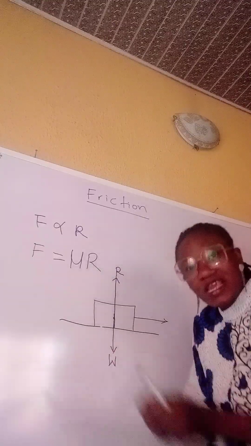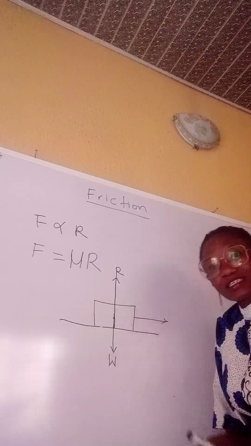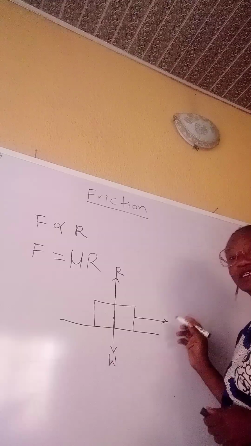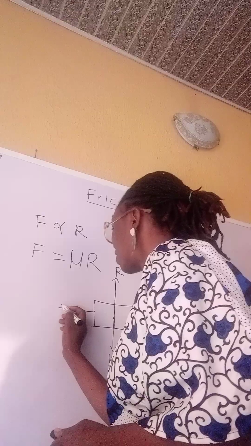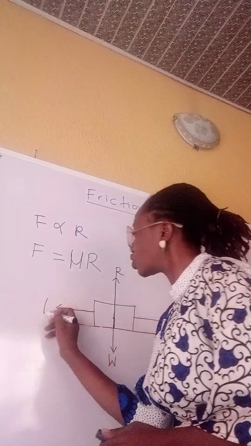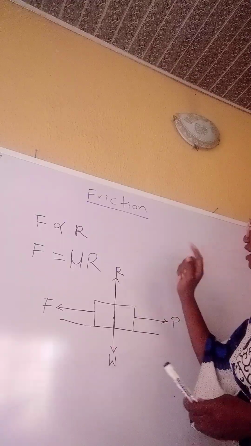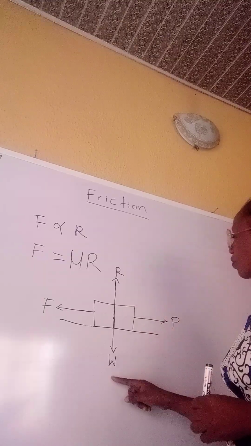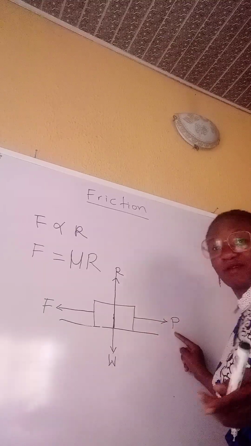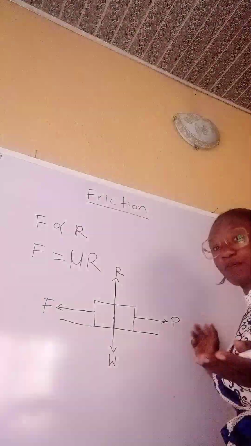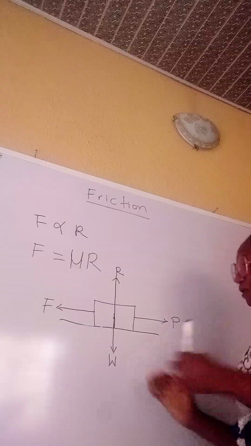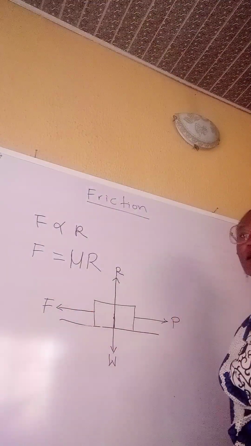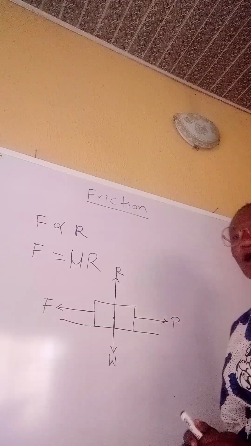It's either we pull it or we push it. If we are pulling it, let's call the force P. Of course, there will be another force opposing this motion, which is the frictional force. So we have R for normal reaction, W for weight, P for pull. It can be push or pull, but since we are moving this body from this point to this point, I have to pull it. If I'm to move it from here to here, I have to push it. And F is the frictional force.